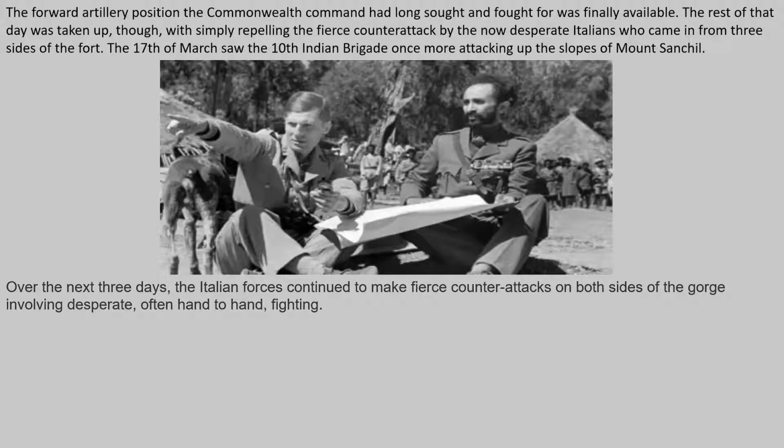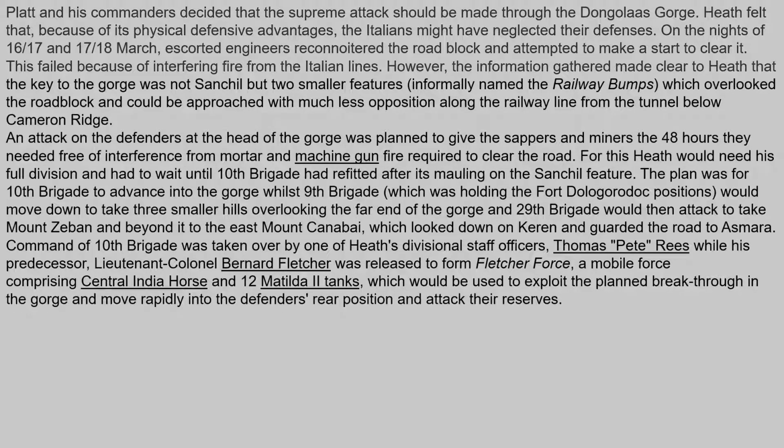Over the next 3 days, the Italian forces continued to make fierce counterattacks on both sides of the gorge, involving desperate, often hand-to-hand fighting. Platt and his commanders decided that the supreme attack should be made through the Dongolaas Gorge. Heath felt that because of the physical defensive advantages, the Italians might have neglected their defenses. On the nights of the 16th-17th and 17th-18th of March, escorted engineers reconnoitered the roadblock and attempted to make a start to clear it. This failed because of interfering fire from the Italian lines.